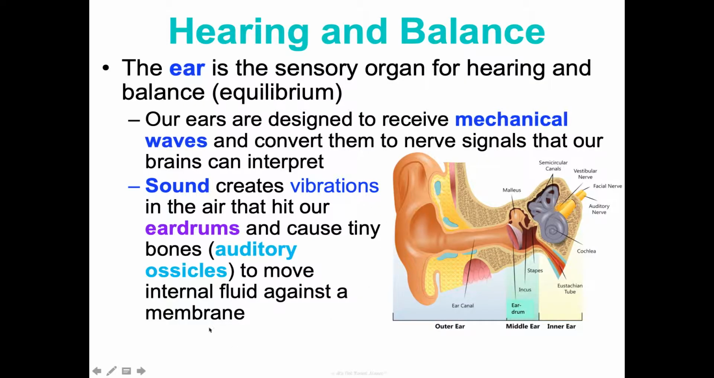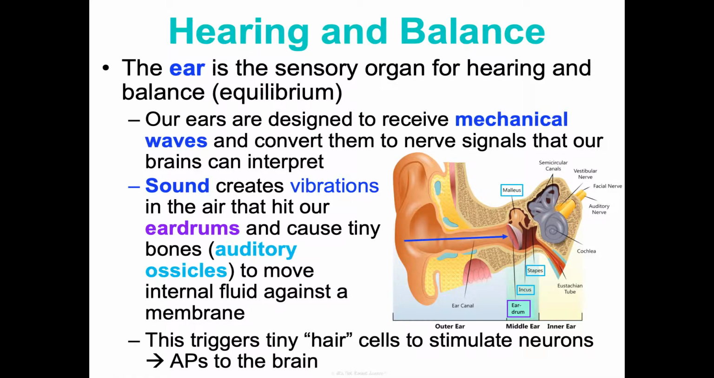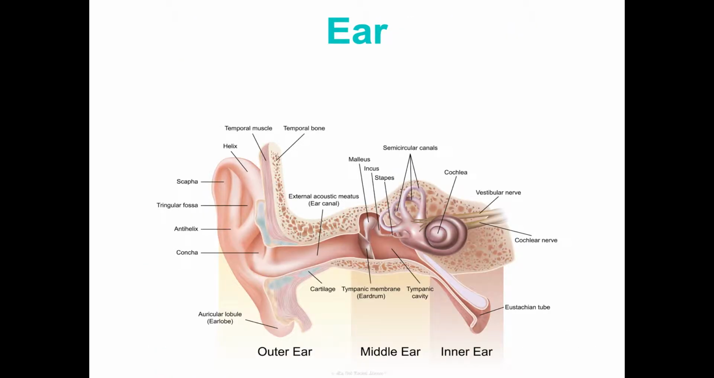So that's the simplest way I can summarize how it works, but we're going to actually follow this specific pathway now. It's going to go through here, and that's how it's going to happen. We've got your eardrum. Those are your auditory ossicles. And then that triggers these tiny hair-like cells that stimulate nerve cells to send the action potentials to the brain. So let's talk through the structure of the ear and how those vibrations travel through it.